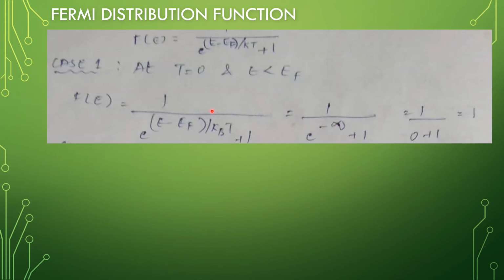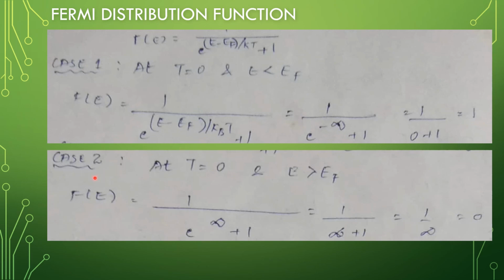Using equation 3, we get two cases. We will consider at temperature equal to absolute 0, T = 0 and E less than E_F. Substituting these values, as T is 0, this term becomes infinity, and as E is less than E_F, it becomes minus infinity. So 1 upon e raised to minus infinity plus 1. e raised to minus infinity is 0. So this finally comes as 1.